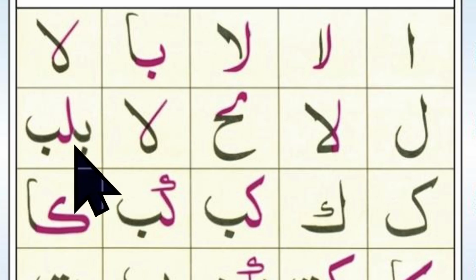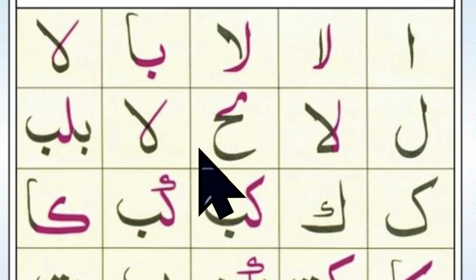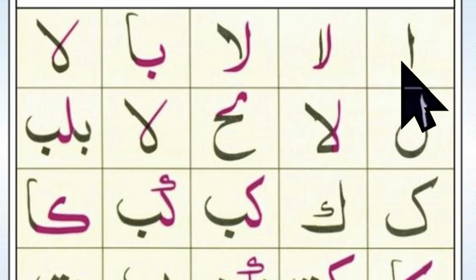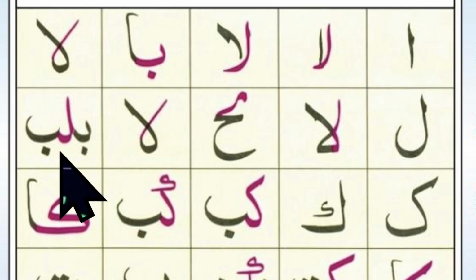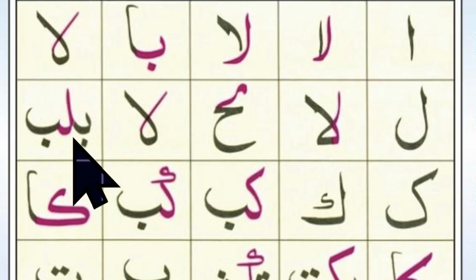And then the next one, here we're going to do 3 letters in one box. Before this, we did single letters, then 2 letters. Now we are going to do 3 letters. So this one contains 3 letters.